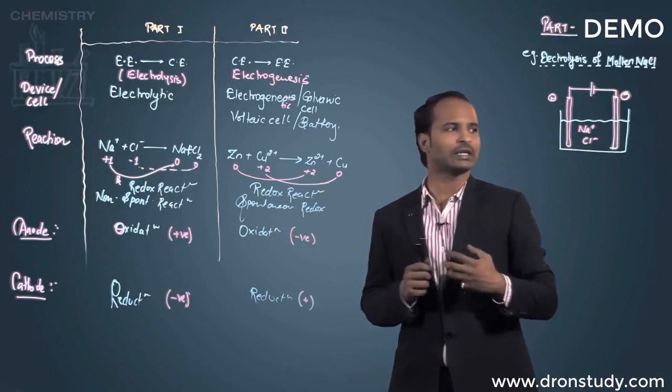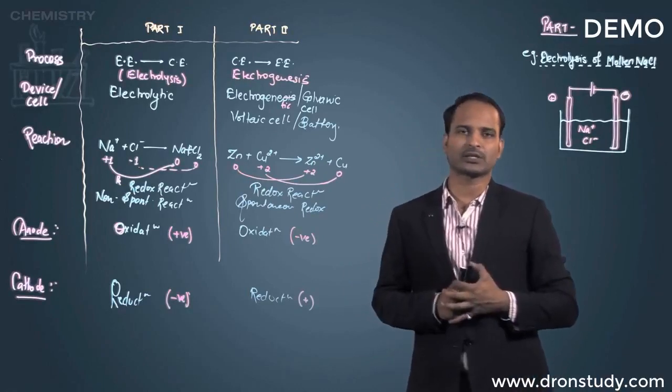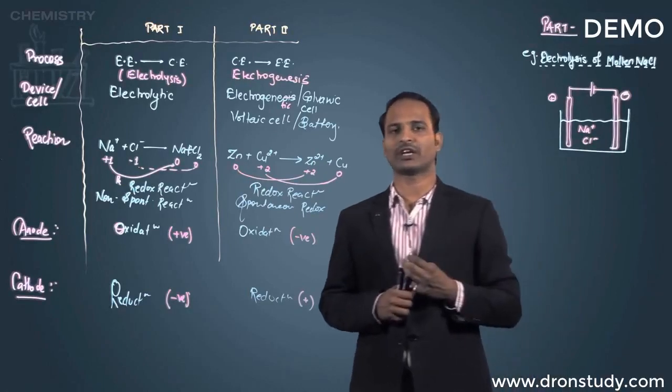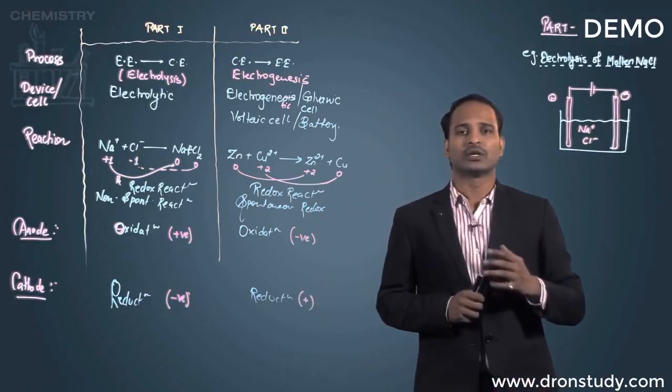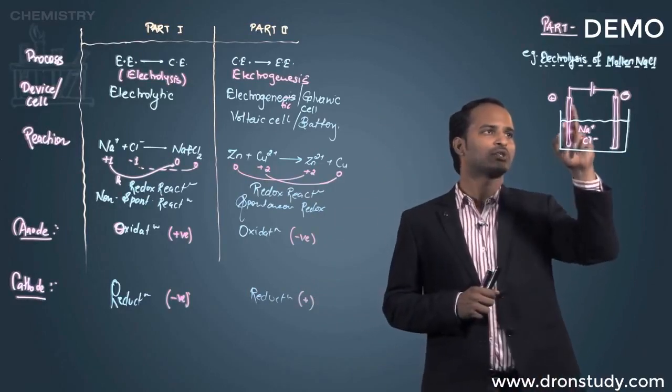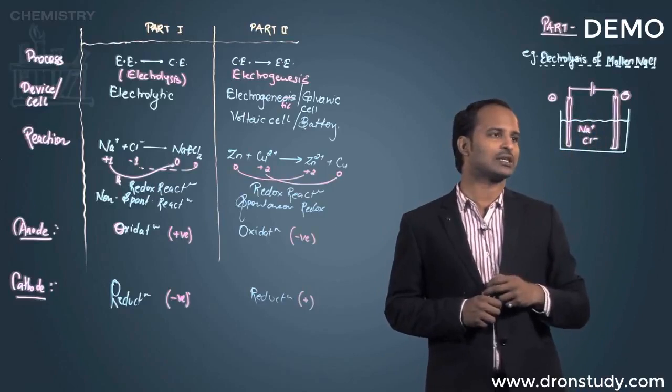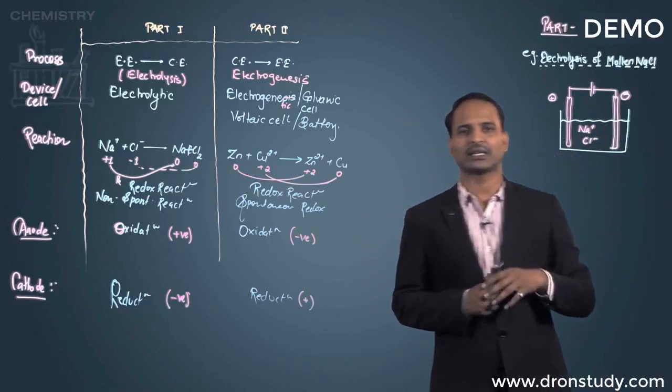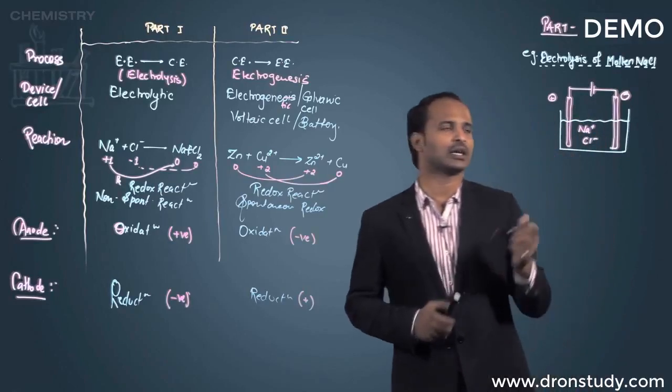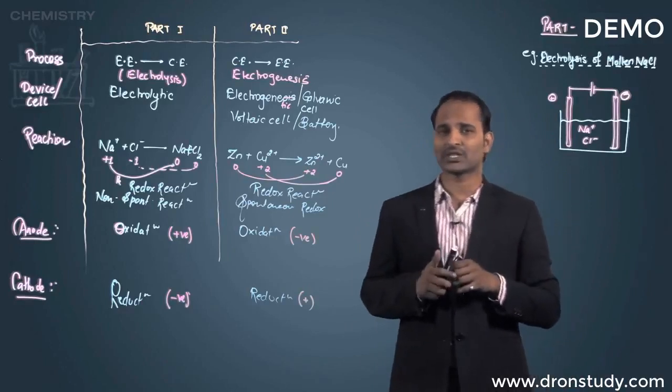Due to that heating, all the NaCl has been separated. So ultimately we have a large number of Na+ ions and Cl- ions. As I said, the required things are the two electrodes, one positive and one negative, and the ions like Na+ and Cl-. Now let's see the reactions which are going on.